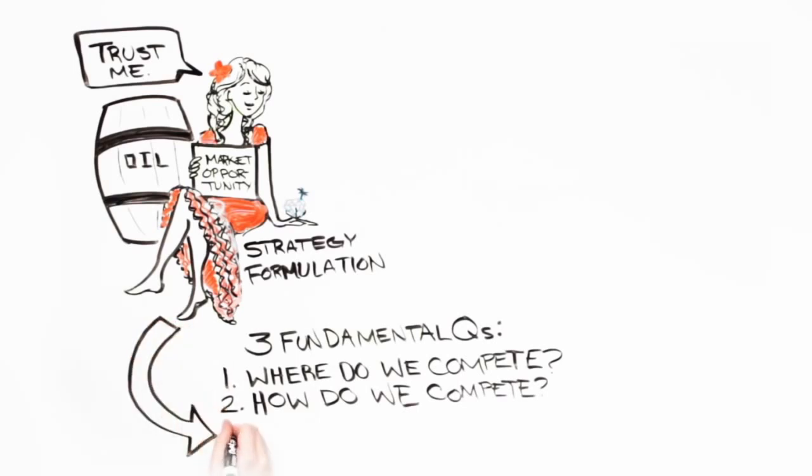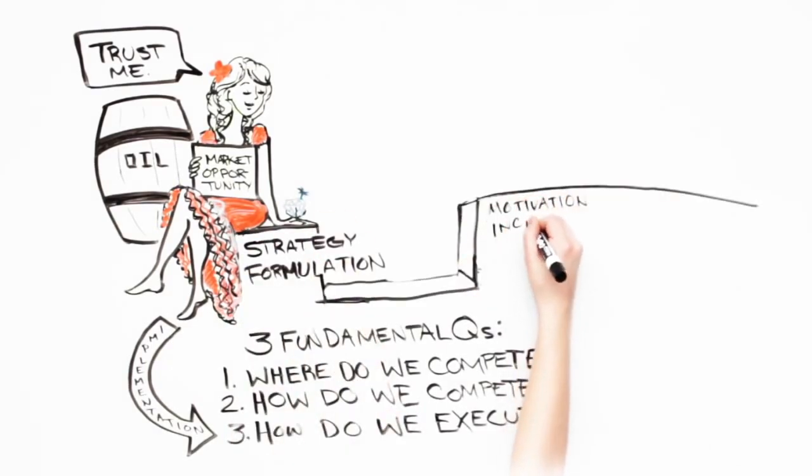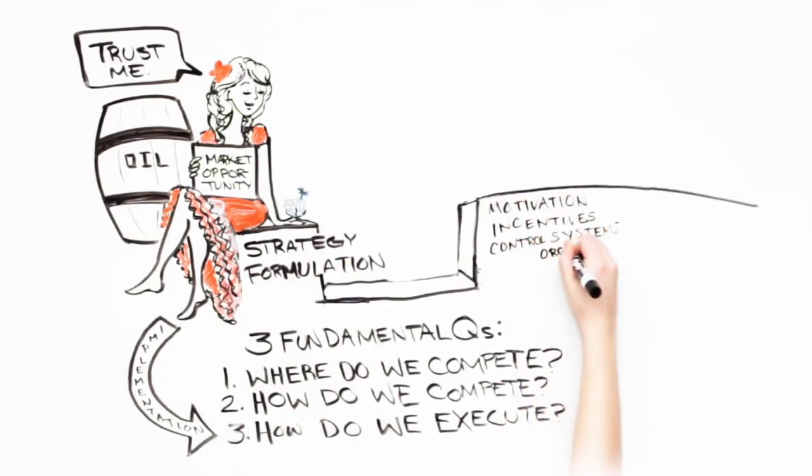So that brings us to the third question. How do we execute? In answering this third question, we need an implementation plan for aligning our people and organization with our strategy. This would include motivation, incentives, control systems, organization, leadership, and so forth.